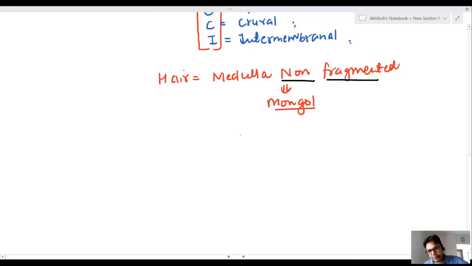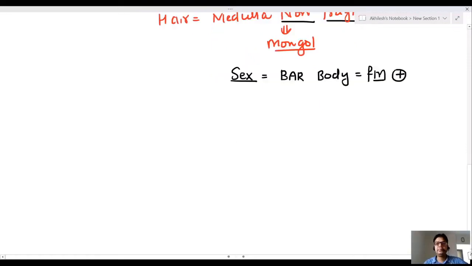Now, sir, what about sex? For sex, we have some bodies. One is the Barr body. Barr body is present in female. Second is the Davidson body, which is also present in female, in neutrophils.